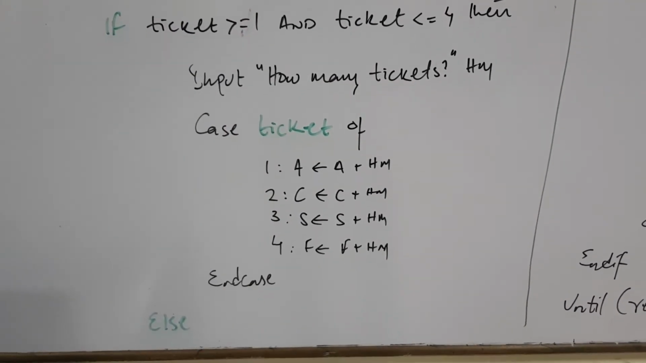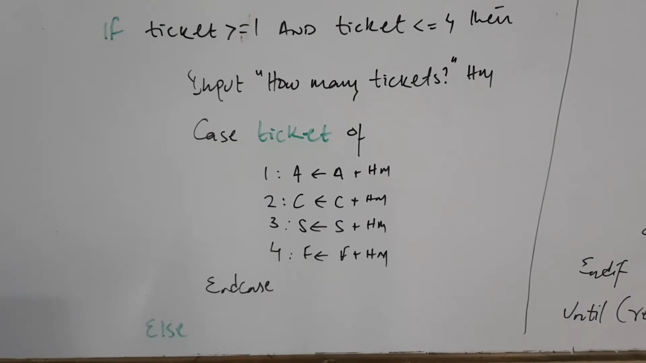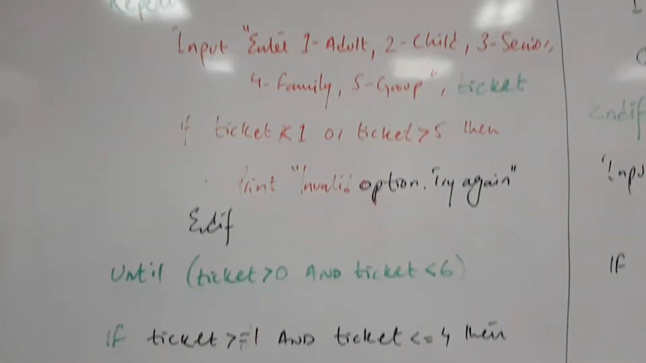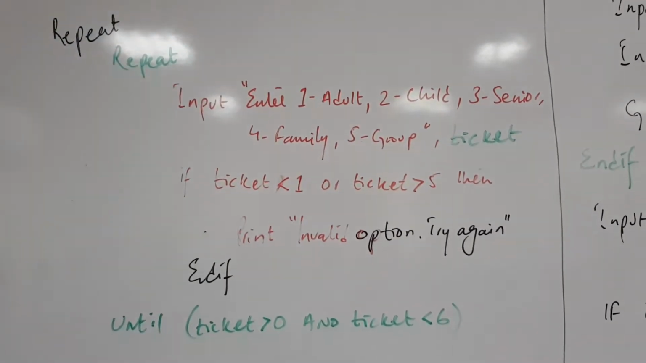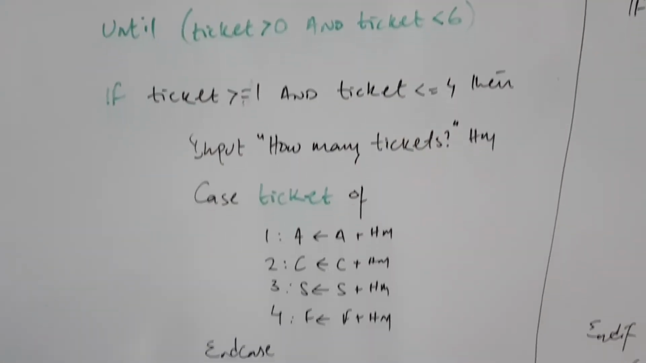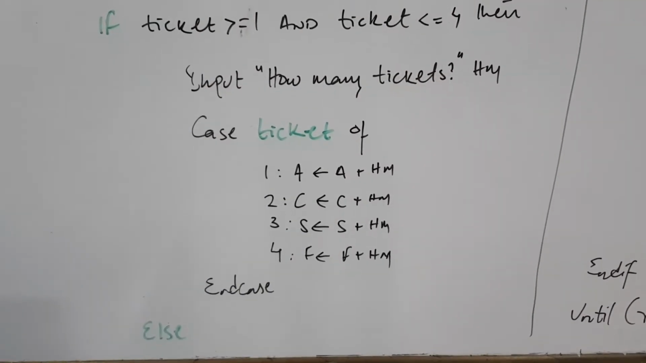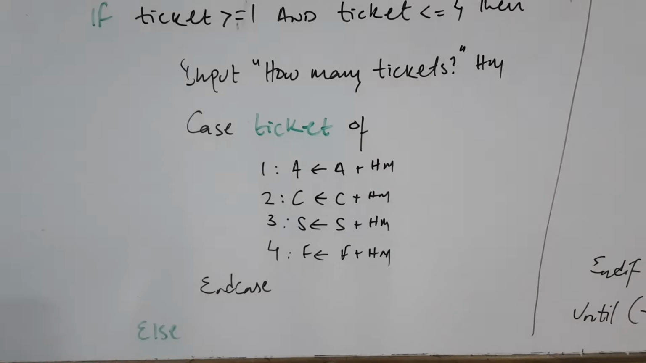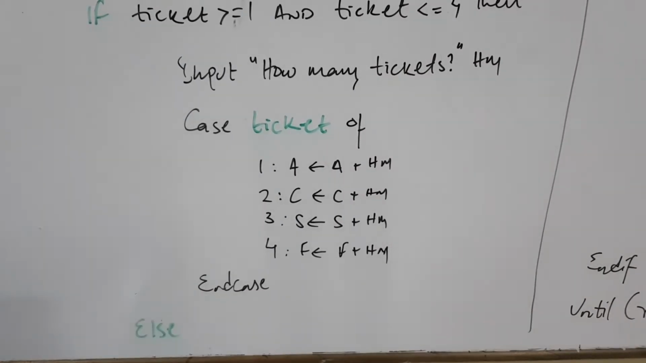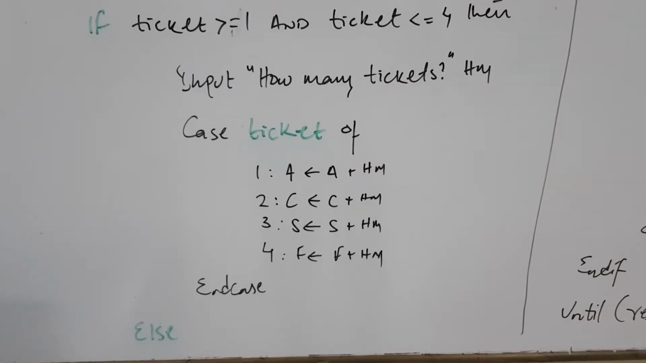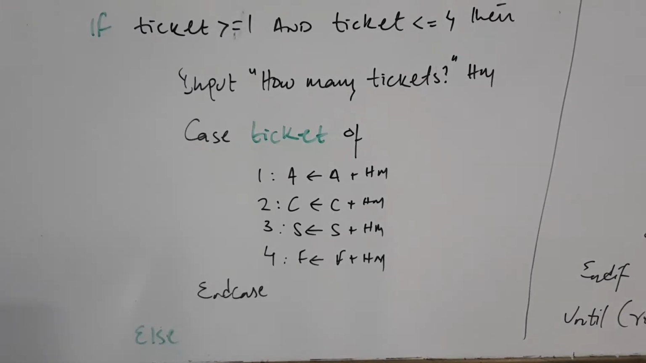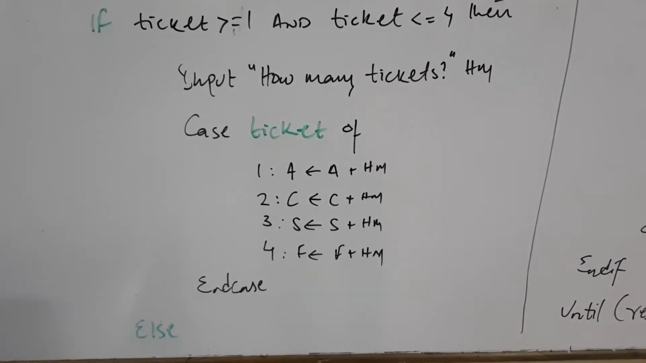And then we have this case statement. Whatever the value of the ticket is that the user selected in this part, 1, 2, 3, 4, 5, the case statement is going to check: if it's 1, it is going to add HM to A and store it in A, the concept of totaling. Likewise for C, child, senior and family.